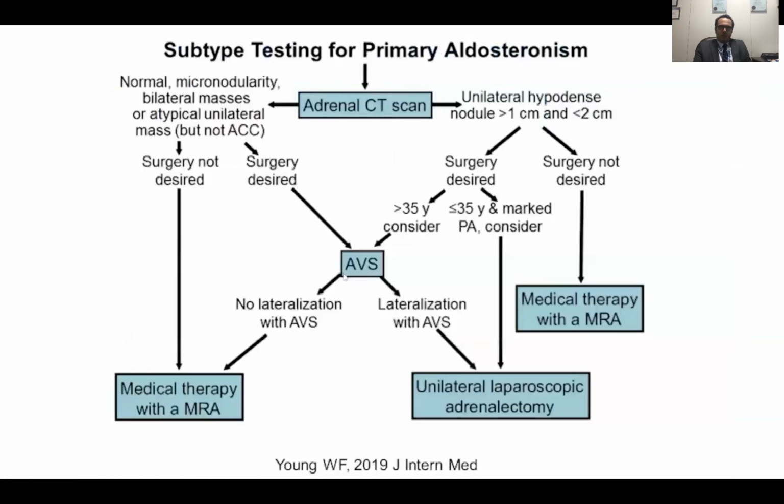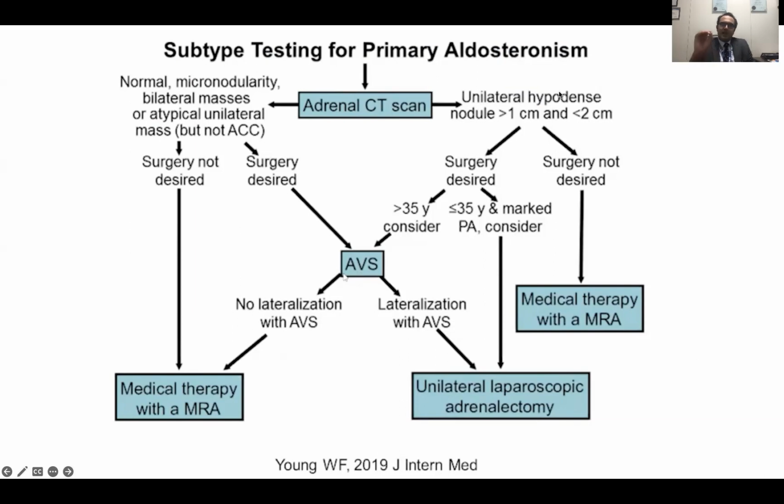In this case, we should go for it because this diagram explains it. Whenever we do the CT scan, if the CT scan shows normal or micronodularity or bilateral masses or atypical unilateral mass and the surgery is desired, you have to go for adrenal venous sampling, whether that will be lateralized or not lateralized. If it is lateralized, you go for laparoscopic adrenalectomy. Otherwise, you go for medical therapy.